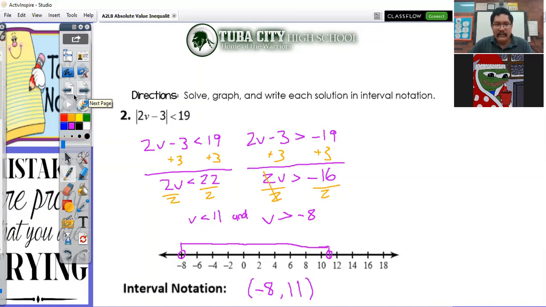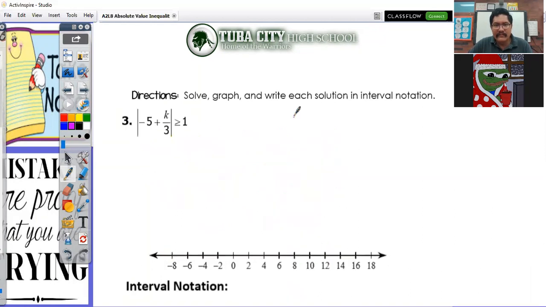Okay, moving right along. Ooh, looks like we got one with a fraction in it.